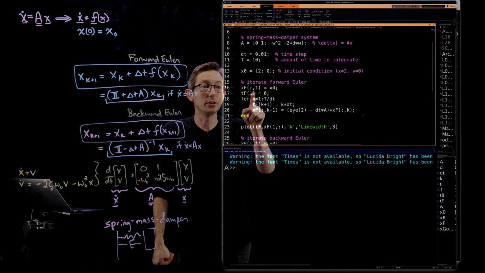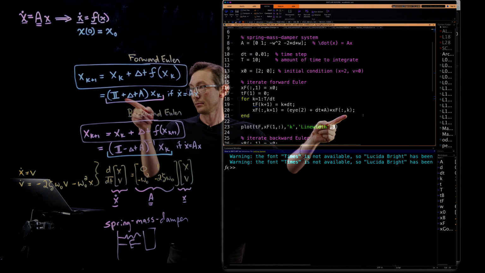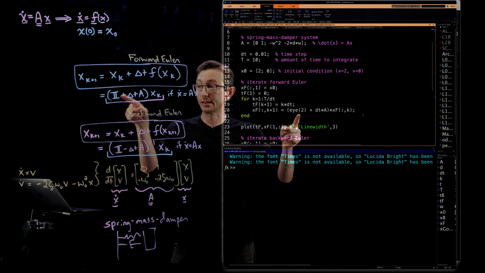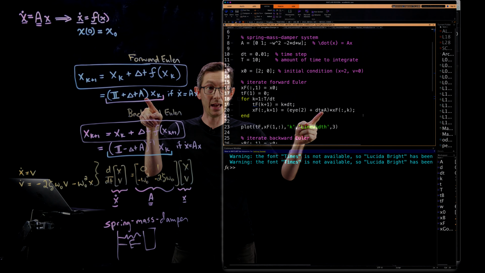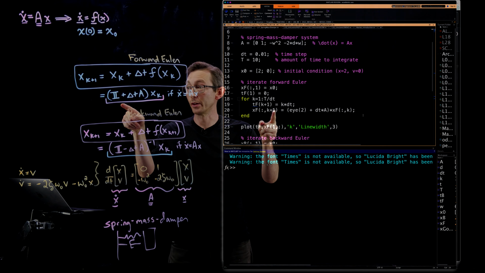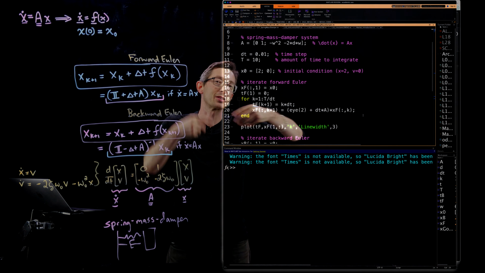And then what I'm going to do is for each time, I'm going to take my kth column, and I'm going to multiply it by this matrix, the identity plus delta t times A, times my kth column, and that's going to be my k plus 1th column. That's going to be x k plus 1. And I'm storing all of these in a matrix so I can plot them later.